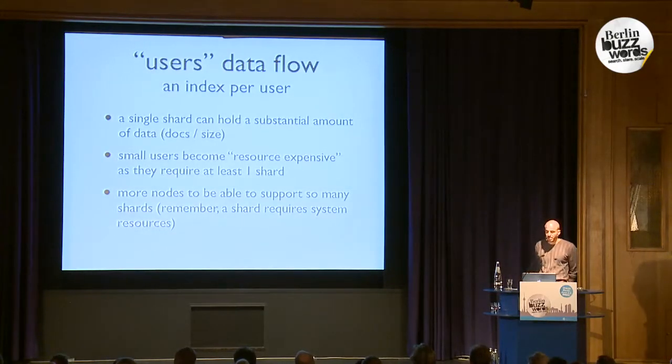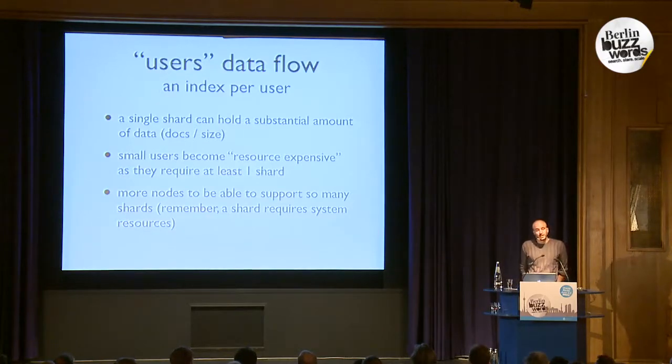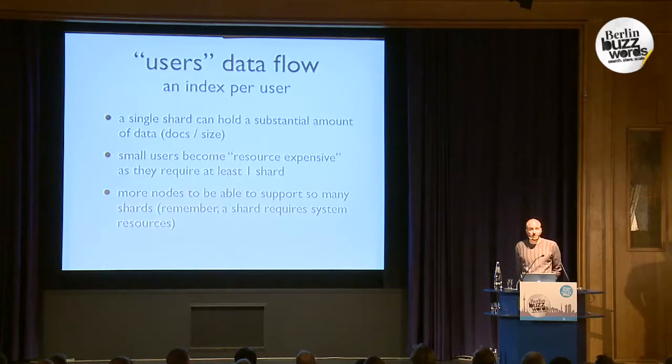What is the problem with that? A single shard, and we talked about it before, can usually hold a substantial amount of data, in terms of docs and size. And what that effectively means is that small users, that, for example, have only 1,000 documents or something like that, become very resource expensive. The cost of maintaining a single shard for that small user doesn't make sense for our application. Effectively, that single shard could have held quite easily 1,000 users, but we're only using it for a single user. This can be solved by simply having more nodes to support so many users. That's not a problem. But for companies that are startups and things like that, a lot of times you don't want to have so many nodes in the cluster because they simply cost more money.